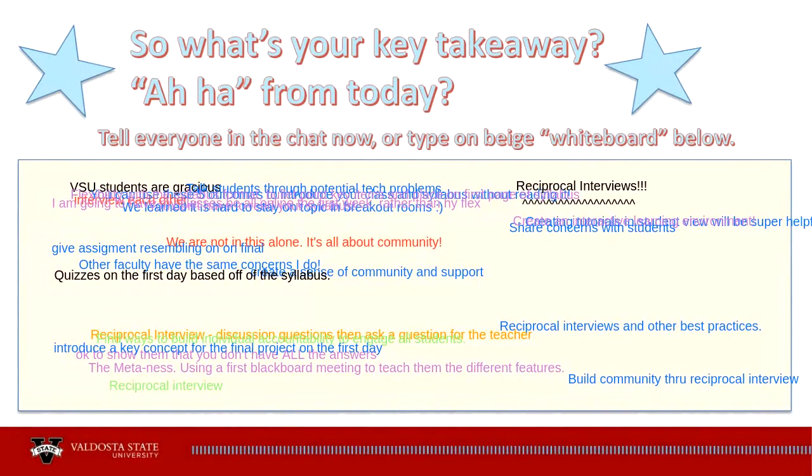Someone said the meta-ness, using Blackboard to teach them about the different features. Someone said sharing concerns with students. Someone said giving grace to students on the first day. So if any of you posted things in the whiteboard that overwrote someone else, please go ahead and write that in the chat now so that we can make sure to see it. So if yours we can't see, please write it.